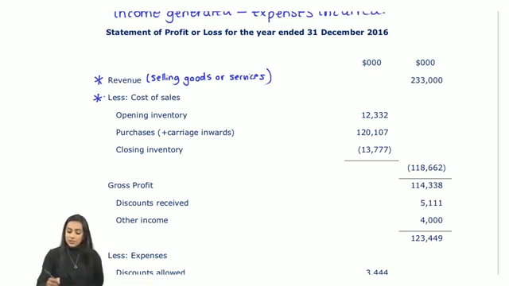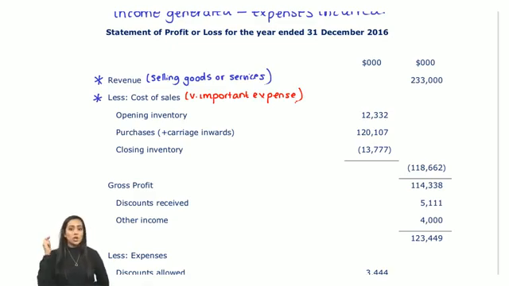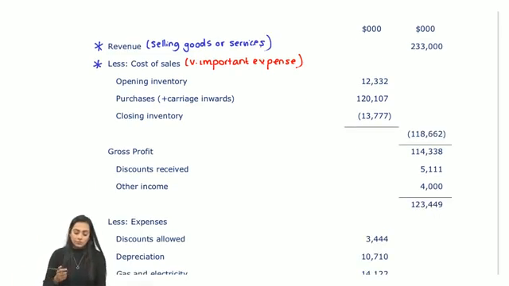Cost of sales is very important. It's an expense. It's a very important expense. And the cost of sales aims to show how much money did you spend in order to make that revenue. To calculate cost of sales, we do this by calculating this very important formula.